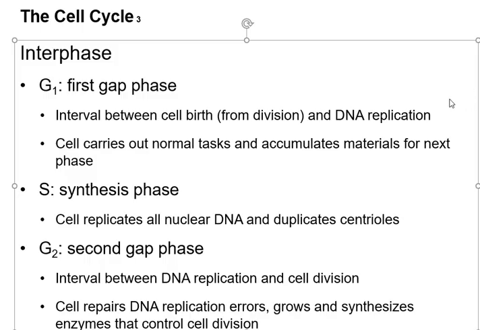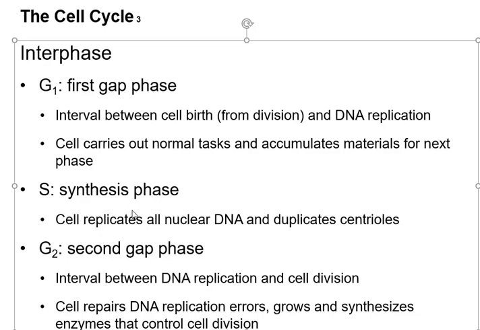Here's a brief summary of what I've just said, that the first gap phase, or first growth phase, as some people call it, is from the time the cell is born until you get through the DNA replication. The cell is going to do normal tasks, get ready to be a big cell. Once it's got all the materials it needs for DNA replication, then it can go into the synthesis phase. Otherwise, it's going to stay in G0. That's an option. It can stay in G0 and not divide, or it can go ahead and get ready and then go and double the DNA.